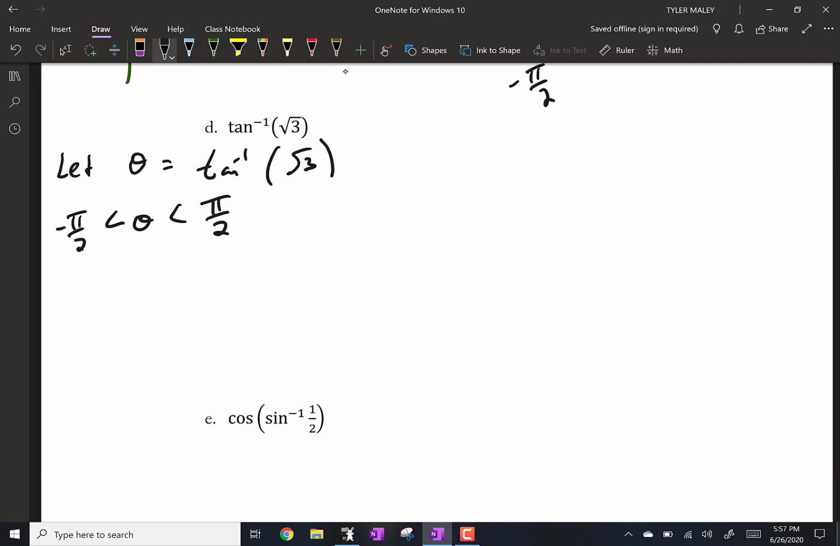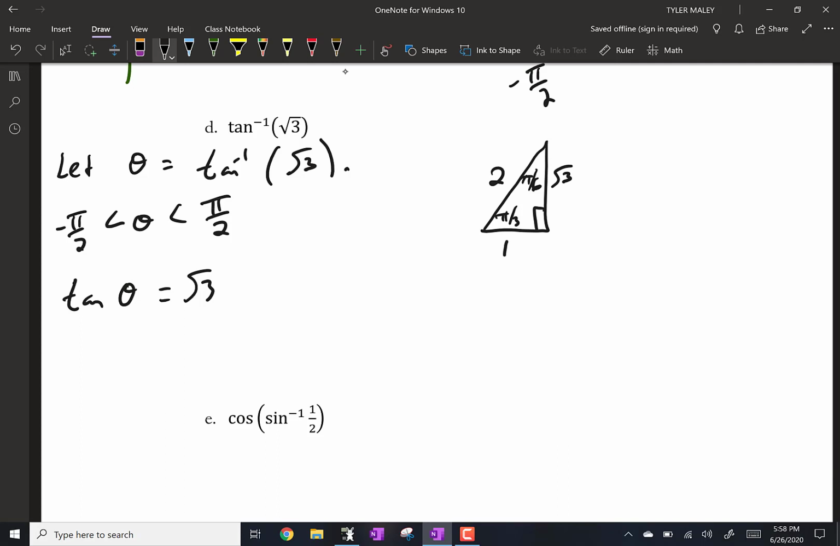Essentially what we have is tangent of theta equals radical 3. I want to find the angle that makes that work. The first thing I would be thinking of is drawing a right triangle. Something that has a radical 3 in it is the special triangle with π/3 and π/6. So this would be radical 3, this would be 1, and this is 2.